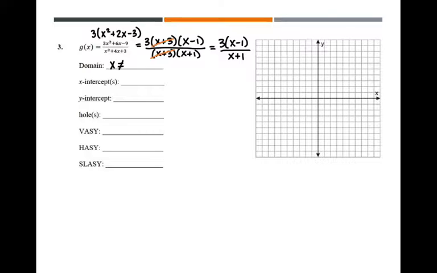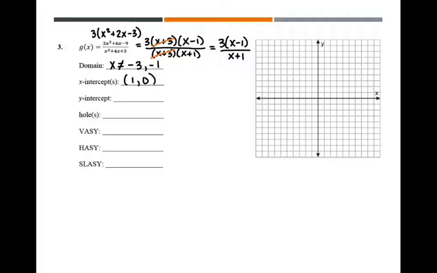So I'm going to have a restriction at -3, since x cannot be -3, and also -1 from the other factor. X-intercepts come from your numerator. So I can see right now that I do actually have a factor in my numerator. It is this x minus 1. So that means I'm going to have an x-intercept at +1. So I'm going to go ahead and write my ordered pair, (1, 0).